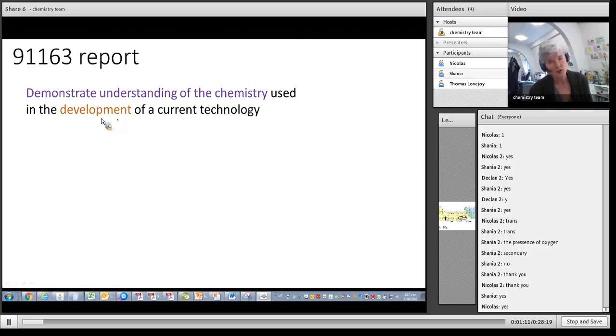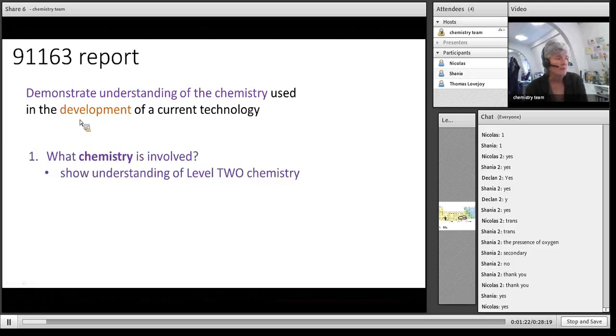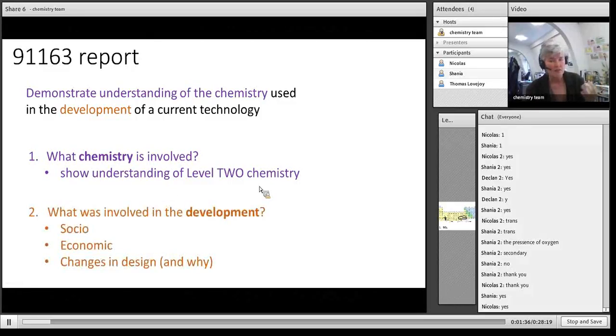The second part to the standard is the development. So you've got to show how this technology has changed. For the first part, you've got to ask yourself what chemistry is involved. So as you read through all the links, think of everything relating to level 2 chemistry. And for the second part, for the development, think of what caused the change.